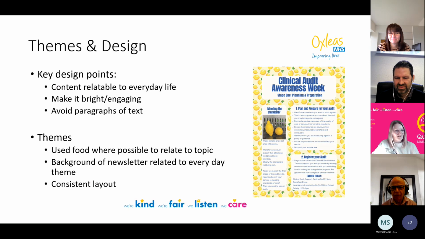So the background of the newsletter here, you can see they had a really lovely lemon background on Canva. It looked really nice, really bright. I also tried to make sure that the layout was consistent throughout, so you were familiar with it, you knew what to expect and where to look for information. So we had this colloquial bit here where you're going, what does a standard mean? Make it relatable to every day. And then a bit more of the technical: this is how you do it, this is how you plan, and these are the sections to it.